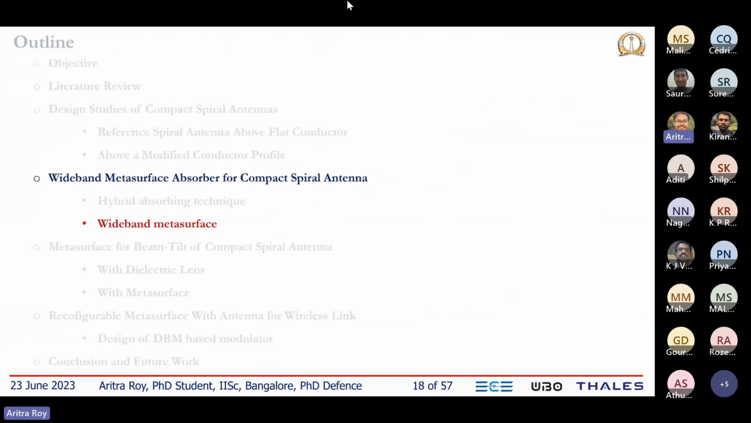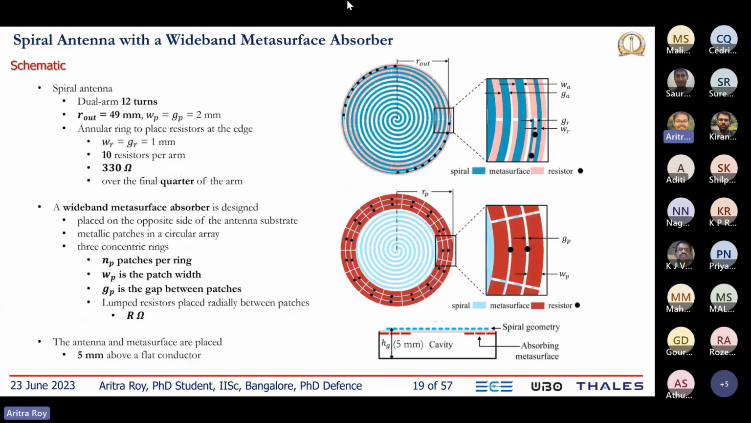With that idea, we have designed a wideband metasurface. So here is the schematic of the wideband metasurface, which consists of concentric metallic rings and lumped resistors in between. And the metasurface is printed below the antenna substrate. So the same substrate is holding the antenna as well as the metasurface. And this metasurface and antenna, we have kept only 5 mm above a flat metallic cavity. So you can understand now, 5 mm for 1 gigahertz is lambda by 60. So our cavity depth is now significantly small.